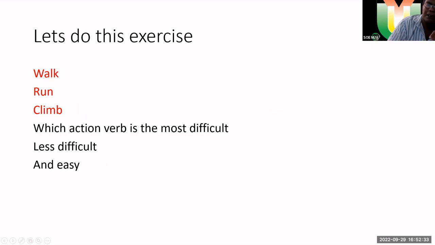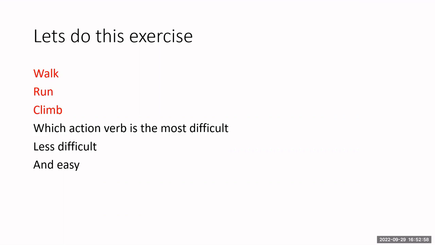I'll give you one exercise here. Let's look at these action verbs: walk, run, climb. Which action verb is the most difficult, less difficult, and easy? Okay, open response. Walk, run, climb. Which is easy? Climb is hard.